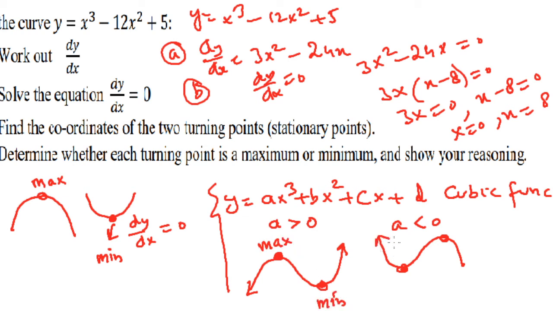And in the second case, when a is less than 0, the left side is moving up and the right side is moving down. So remember these things about the cubic function, that it can be either in this form or in that form. Then there will be a maximum point and a minimum point. Okay, now let's do the question. I'm erasing all these things and going to the question now.